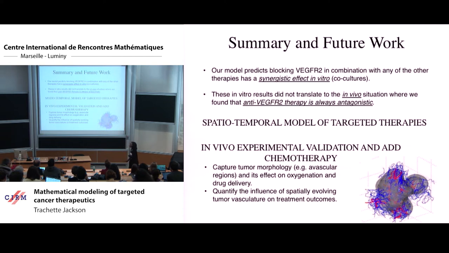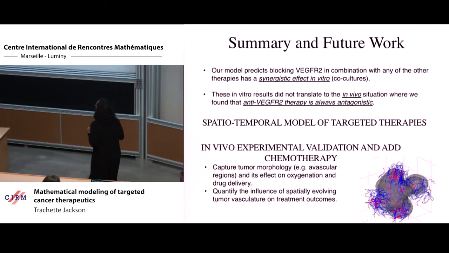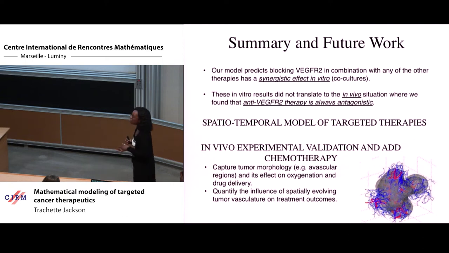So a couple of take-home messages. One thing, we did all of this in an in vivo setting where we're having vessels growing and tumor cells interacting with them. We decided to run the same simulations in an in vitro setting. This is what cancer researchers typically do first, right? Is just have a co-culture of two cell types. Let's see if these drugs are going to work on these two cell types. It turns out if you do the same things in an in vitro setting, you get completely different results, right?